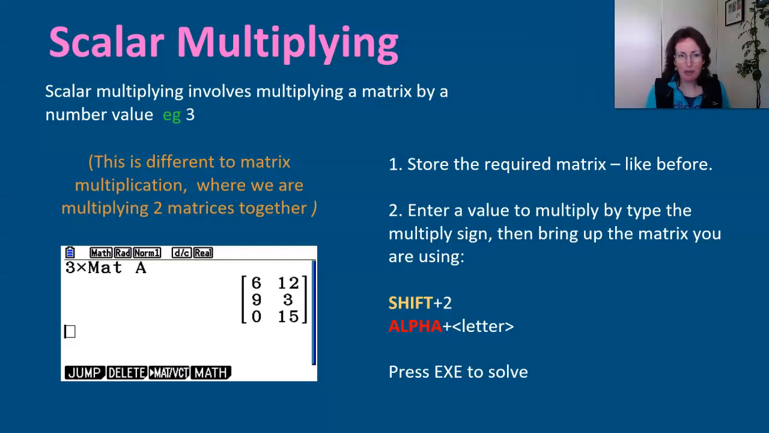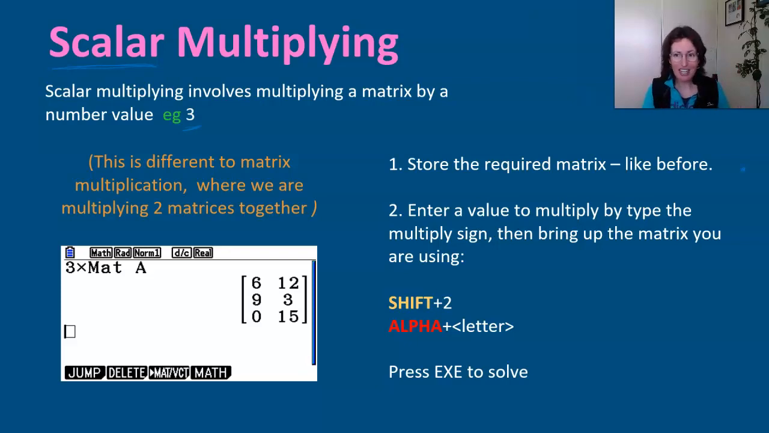Now, scalar multiplying. You may or may not have come across this word scalar before. It's basically a number. So you're multiplying a matrix by a number, for example, the number 3. In this video, we're not multiplying matrices by another matrix, we're just multiplying them by a number.